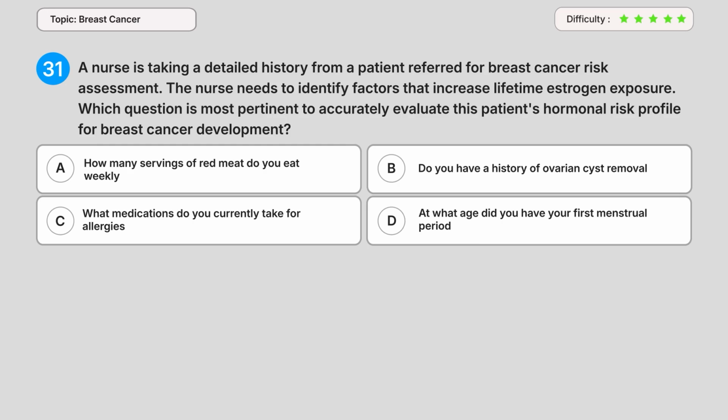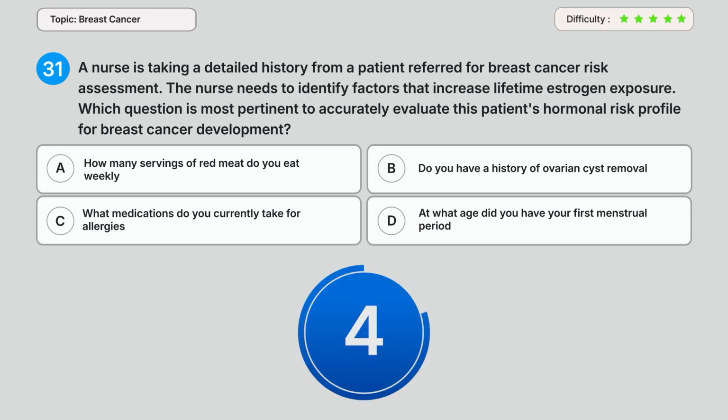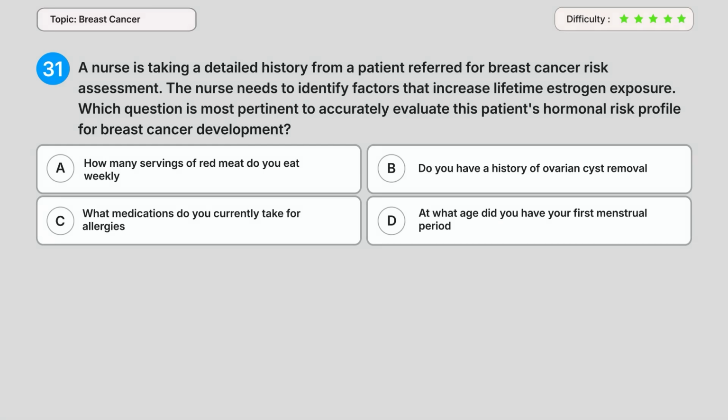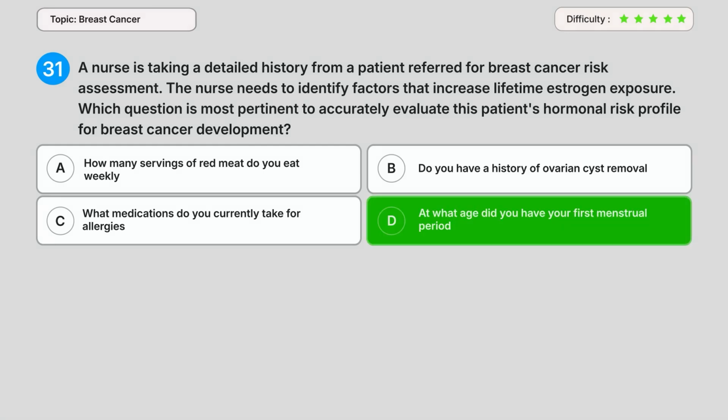A. How many servings of red meat do you eat weekly? B. Do you have a history of ovarian cyst removal? C. What medications do you currently take for allergies? D. At what age did you have your first menstrual period? Do you know the answer? Correct answer, D. At what age did you have your first menstrual period?